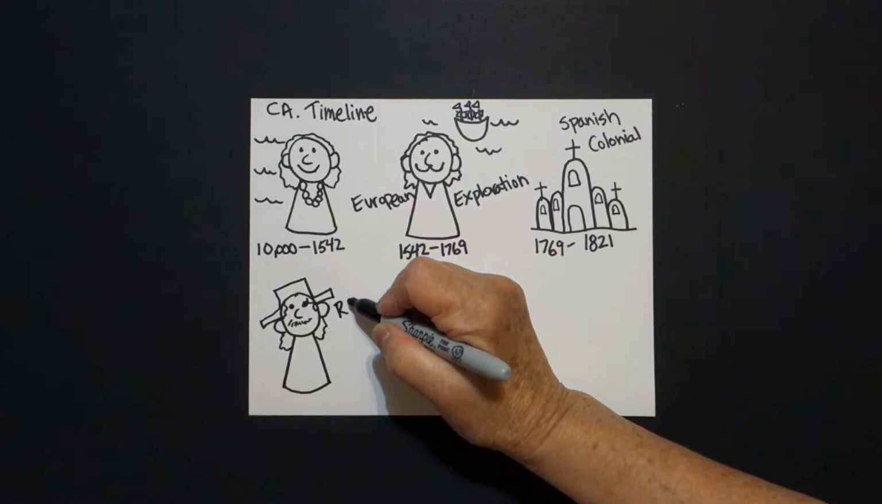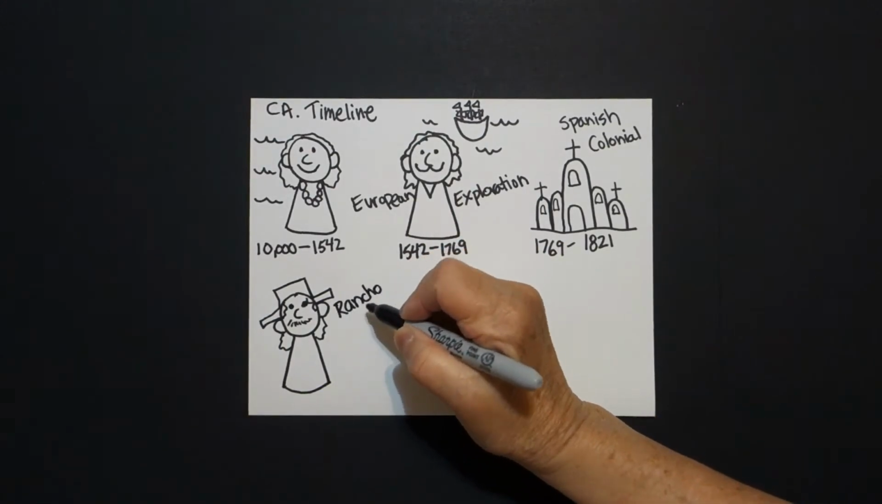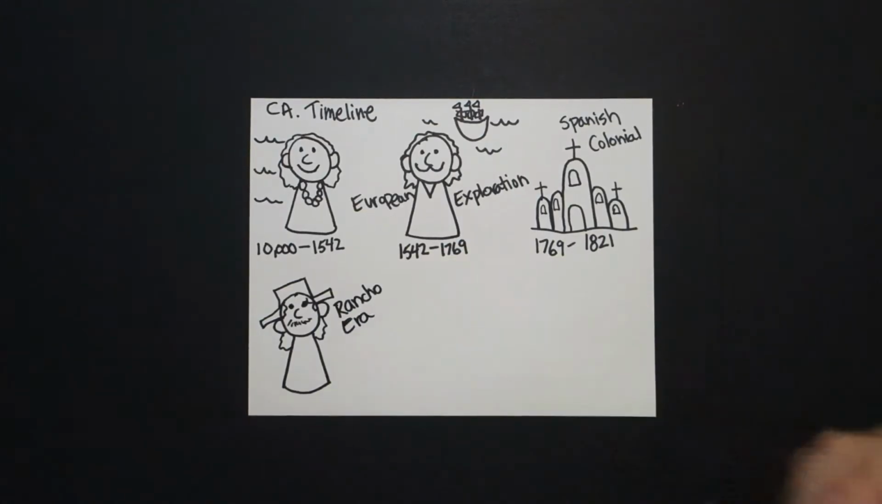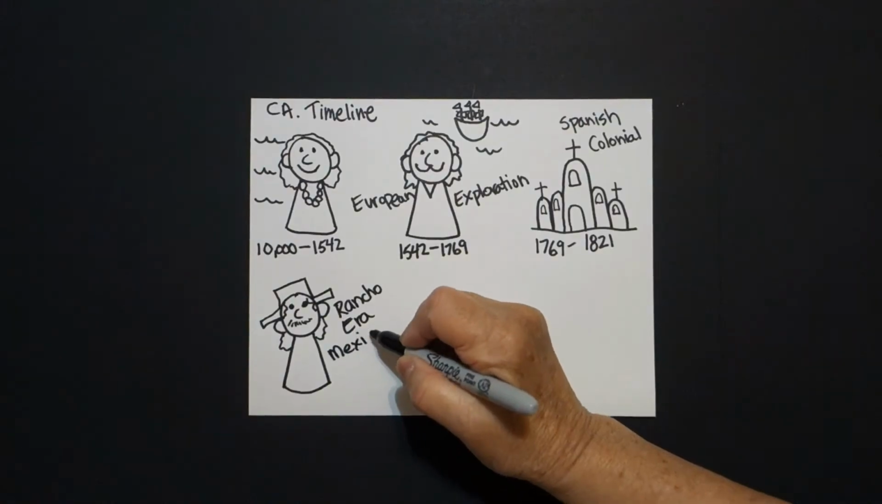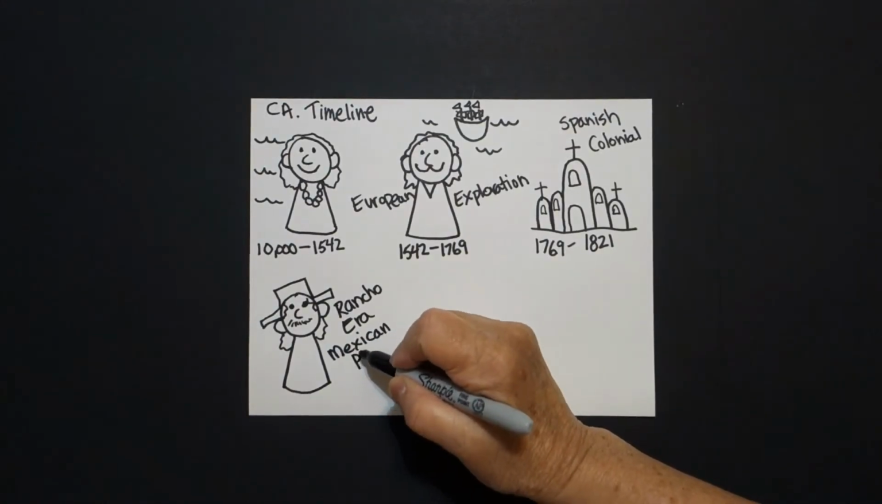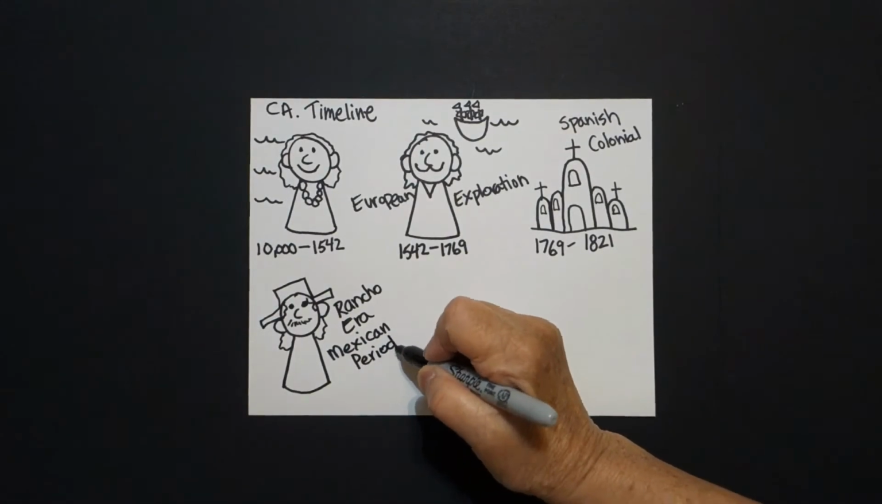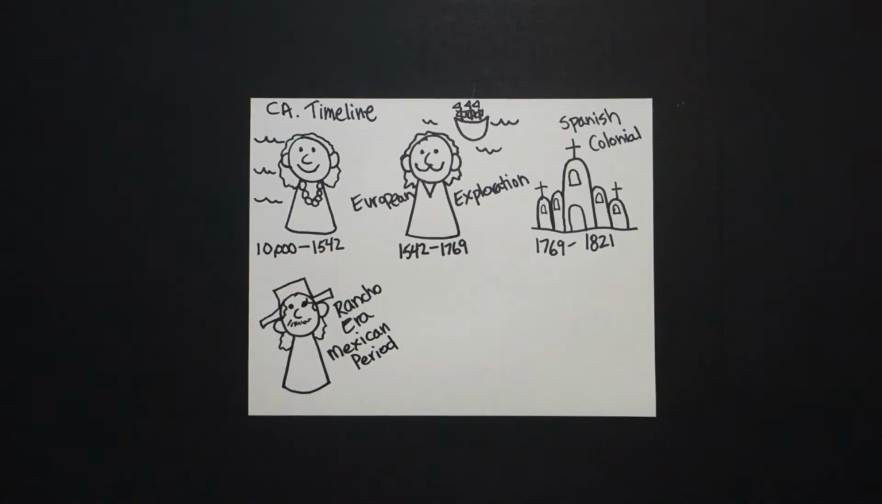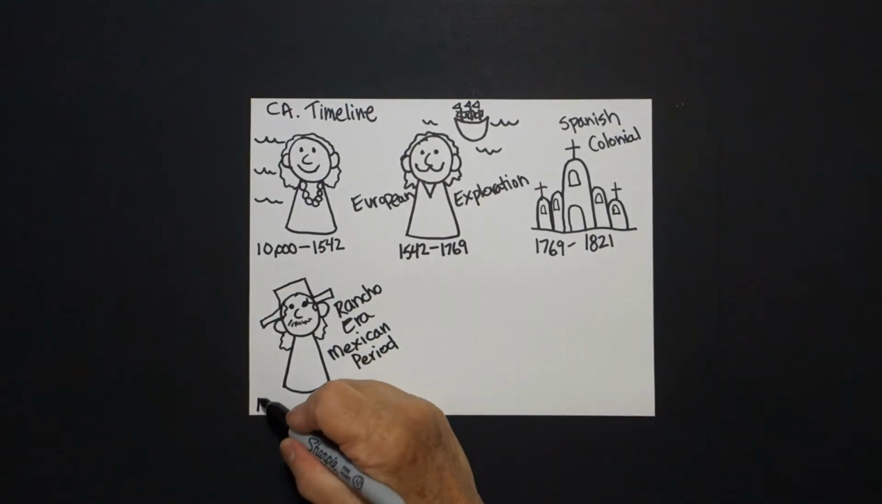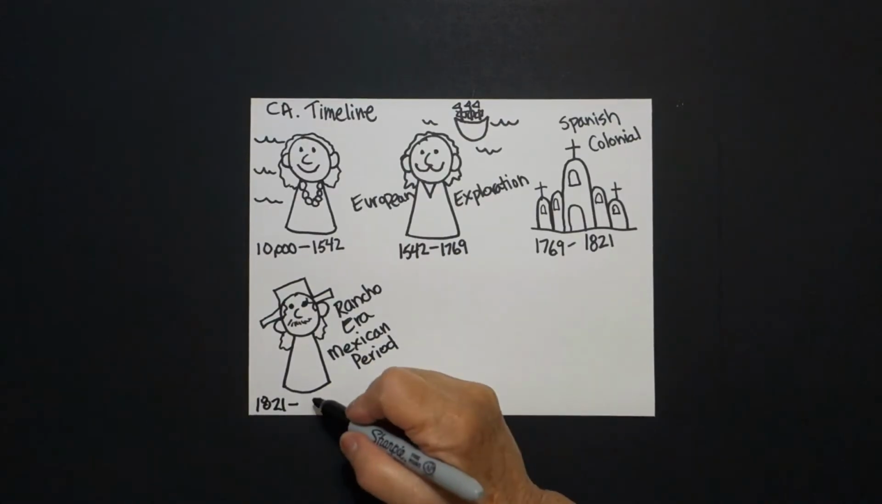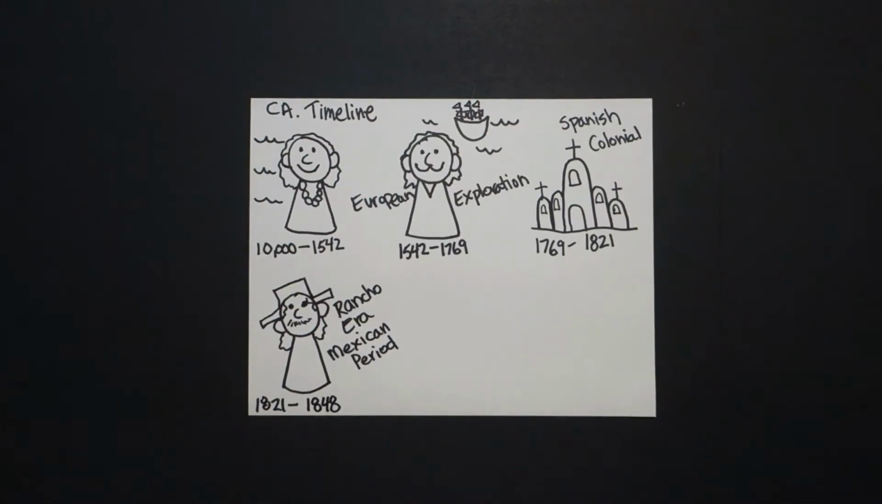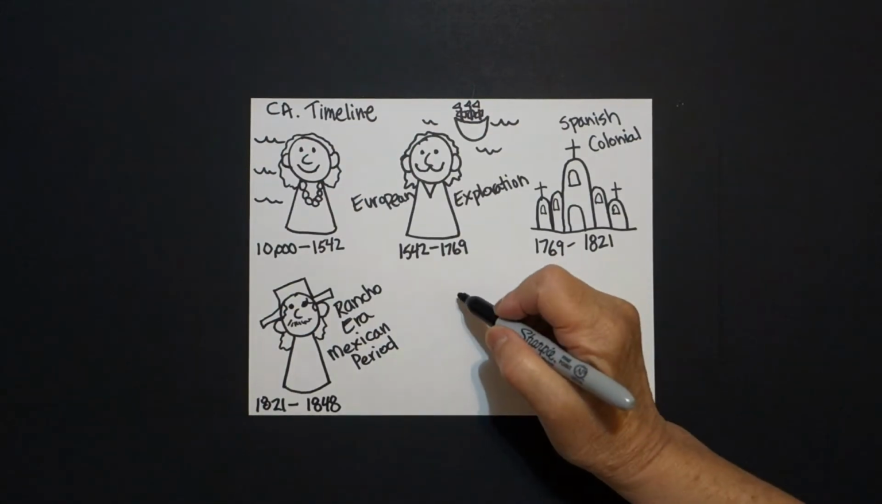This is the Rancho era. And I have been amiss of talking about this very important period. This is the Mexican period in California history. And it's really important, and we will be looking into the Rancho period from 1821 to 1848. Okay, next, put a dot.